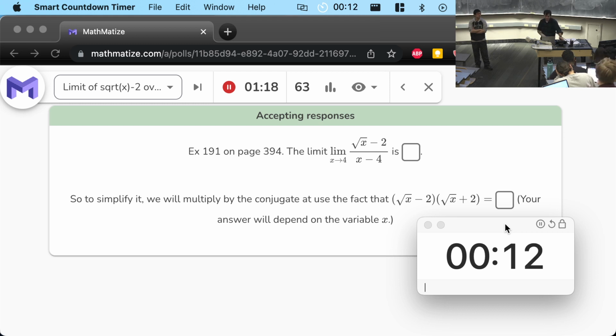OK, 10 seconds left. Put in what you think happens when you have this situation where you're plugging in and you're getting 0 on the top and the bottom. What does that mean when you get 0 on the top and the bottom?